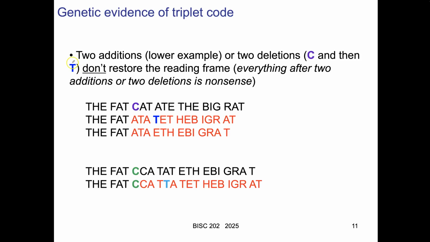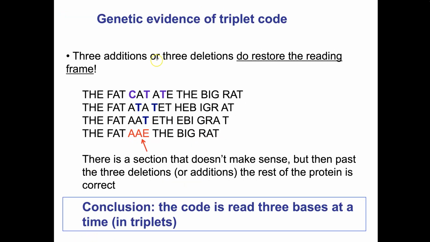Like the first example on the previous slide, if you add two nucleotides, you still have this frameshift. If you take away a nucleotide and then take away another nucleotide, you've messed everything up. And if you add a nucleotide and add another nucleotide, you've still got this frameshift. So adding or removing two nucleotides doesn't fix the problem. However, if you have three additions or three deletions, you do get the reading frame restored.